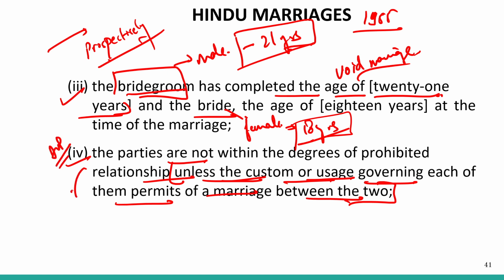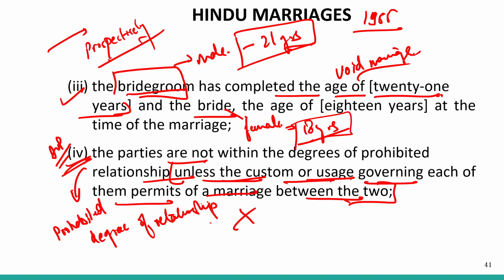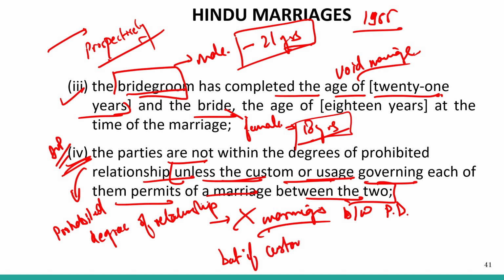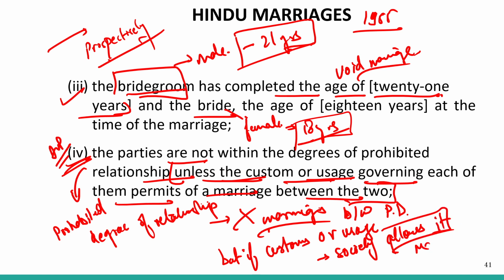If there is a question that is complicated, then you have to take into consideration this particular condition also, that prohibited degree of relationship does not allow marriages between prohibited degree. But if customs or usage in that particular society allows it, then marriage can be solemnized. Meaning it is not essential, it is not compulsory that under the prohibited degree of relationship you cannot marry. You can marry, but the only requisite is that your custom or usage should allow it.